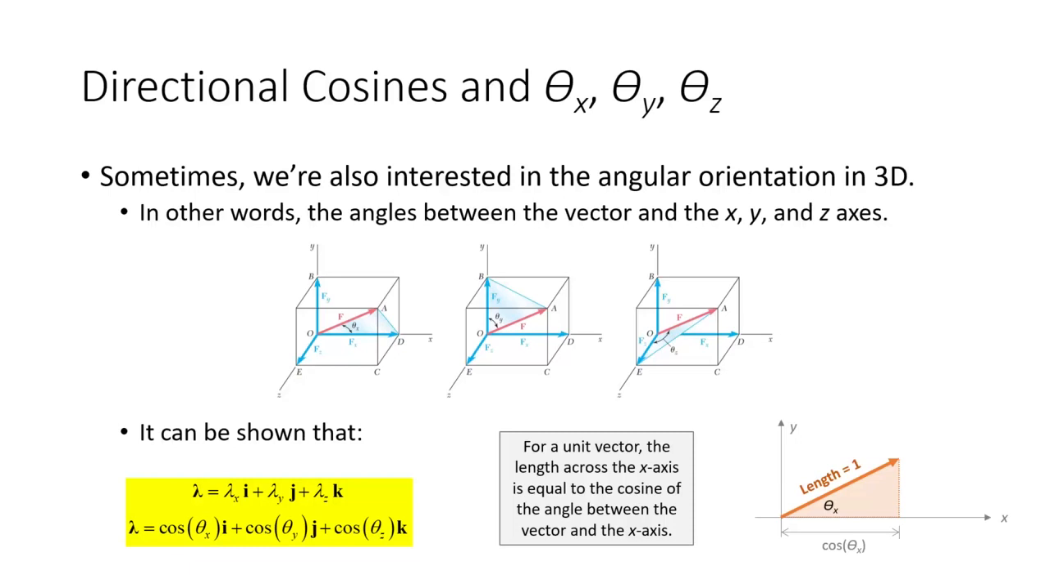So the cool thing is, if you want to determine the orientation of a vector in 3D, all you have to do is get this lambda vector here, and then take each of these terms, take the inverse cosine, and boom. You know how many degrees it's off the x-axis, how many degrees it's off the y, how many degrees it's off the z. It's actually much easier, I think, in 3 dimensions than it was in 2 dimensions.